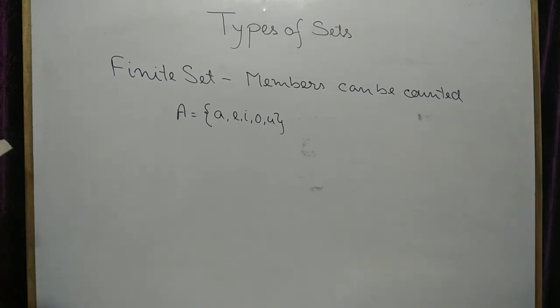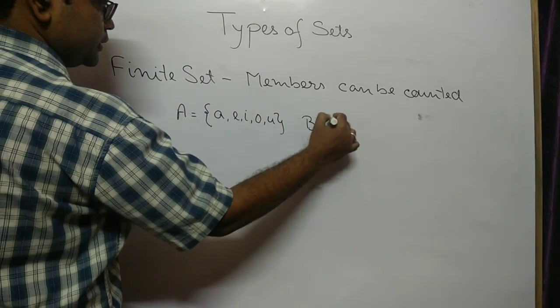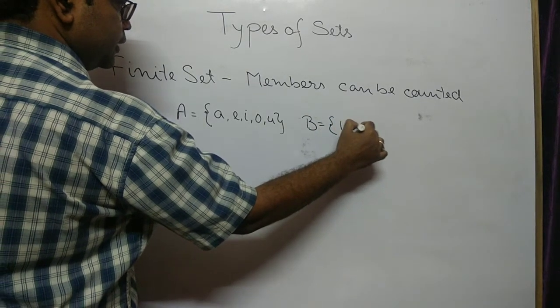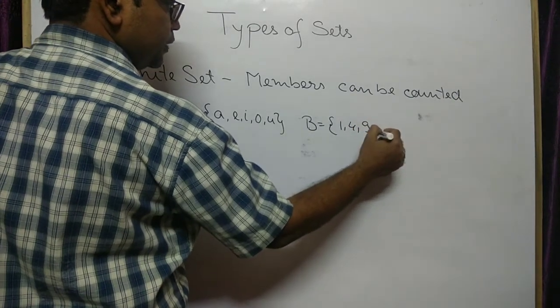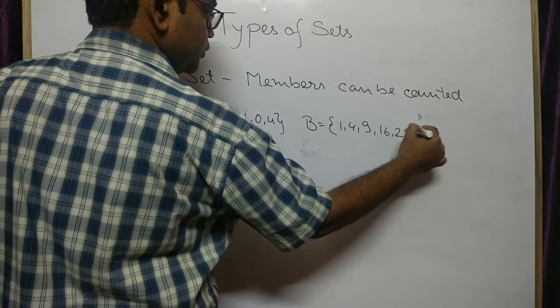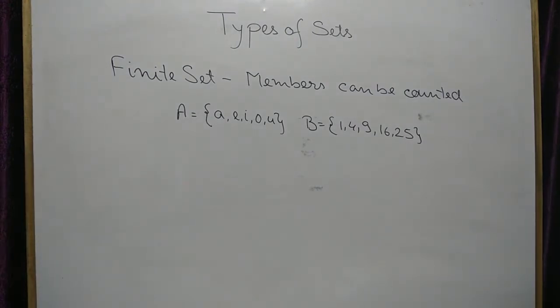If we say that B is a set of square numbers between 1 to 30, this we can also count. So this type of set is known as your finite set.